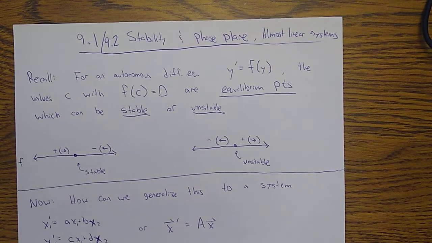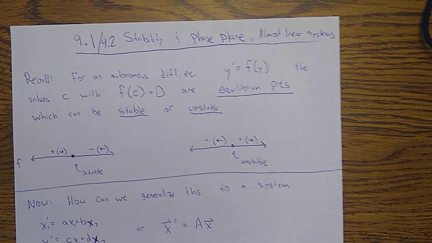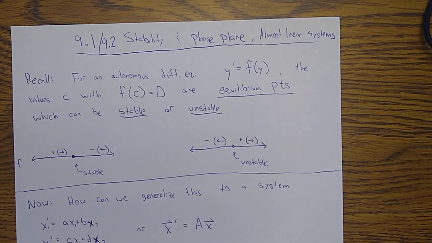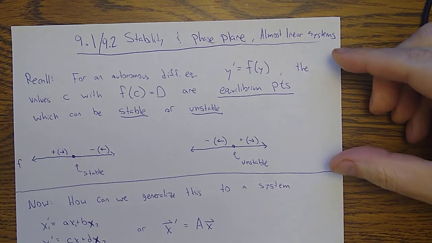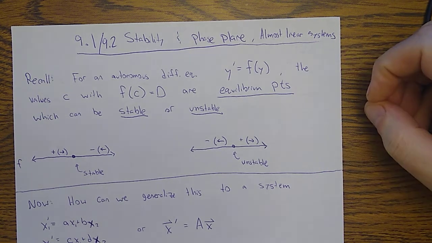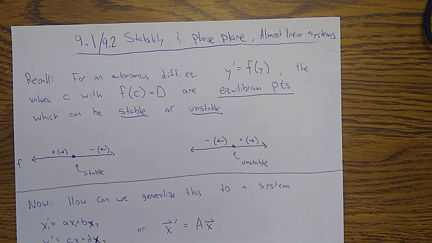So I'm going to start talking about some stuff out of chapter 9, and what this is about is we talked before about equilibrium points and stability. And now we're going to talk about that again in the context of systems of differential equations.